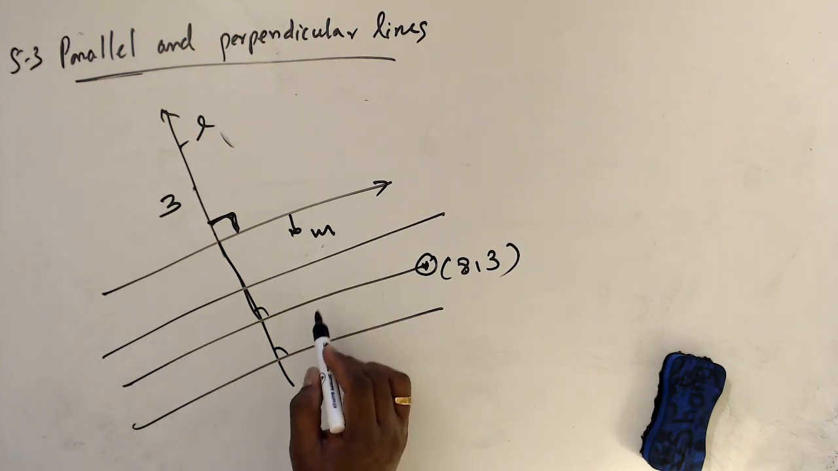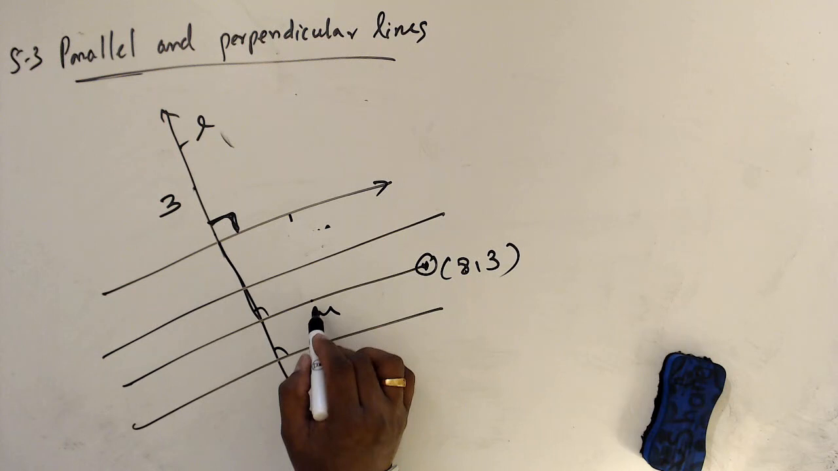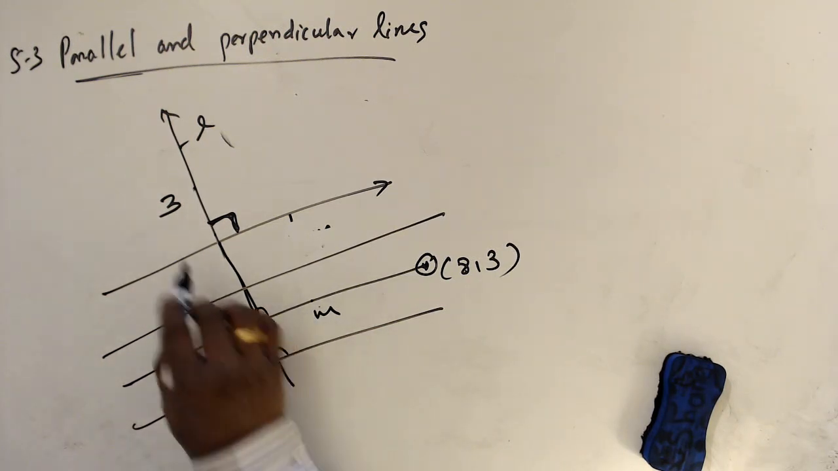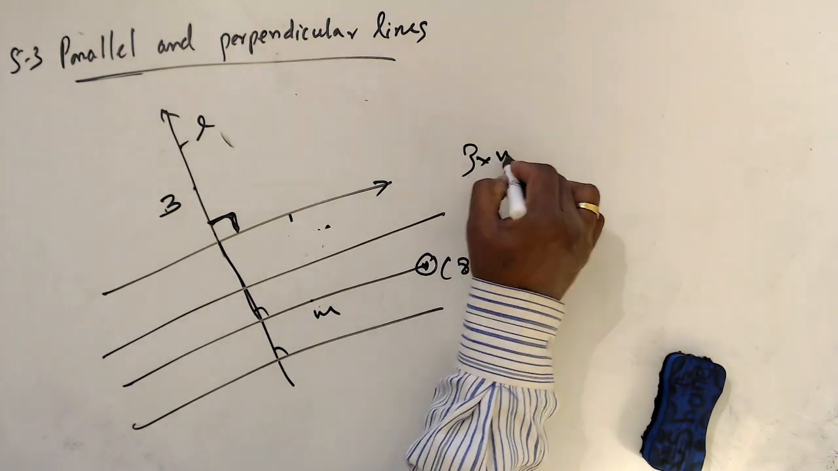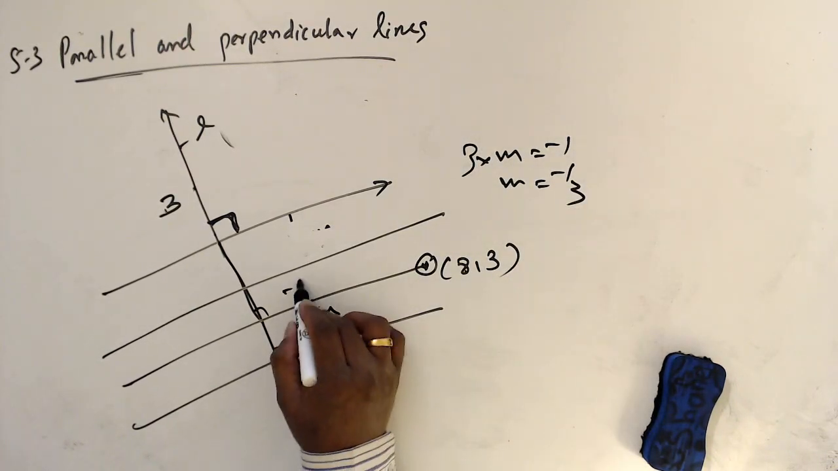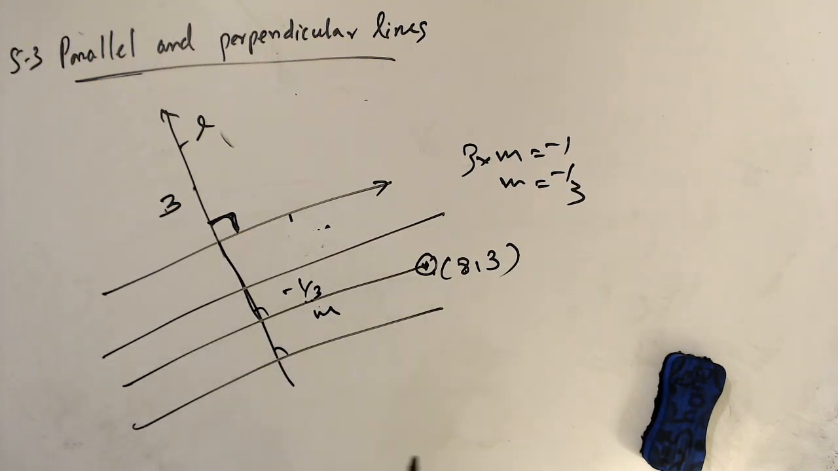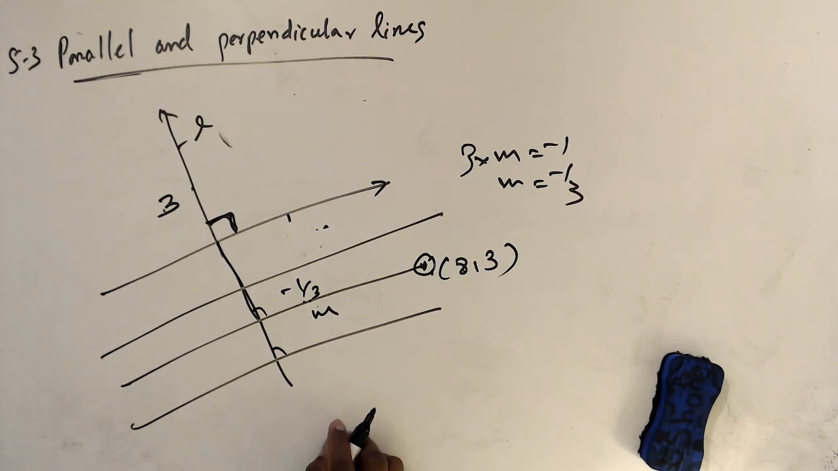Now we need to know the gradient of this one. Then we know 3 times m is -1, m equal -1 over 3. This gradient is -1 over 3, and we have the point. Then we can find the equation of the line. We'll discuss these variations with the exercise.